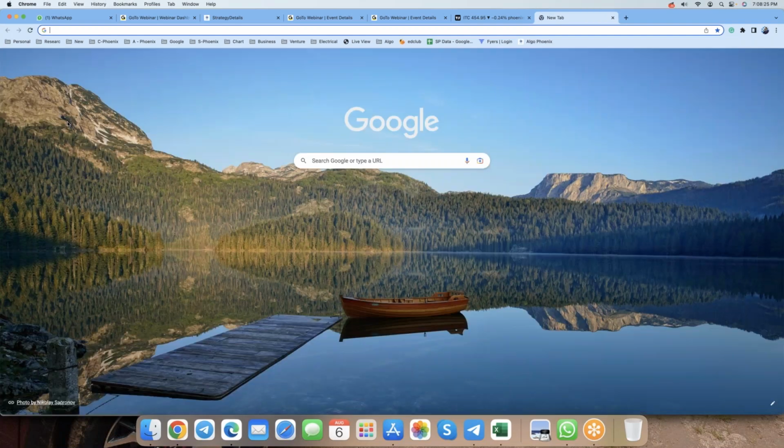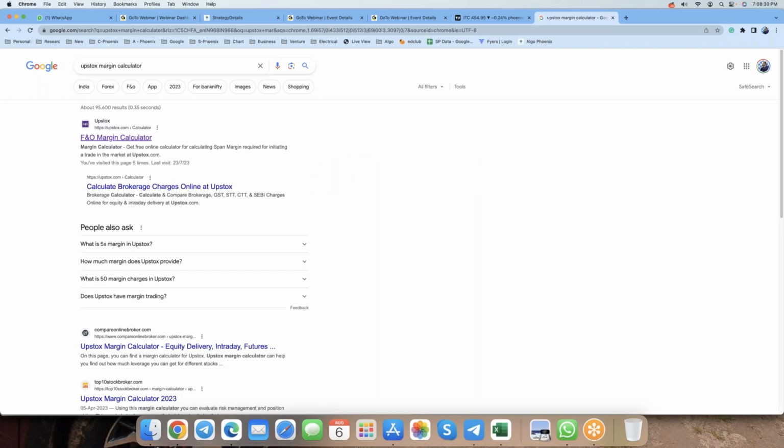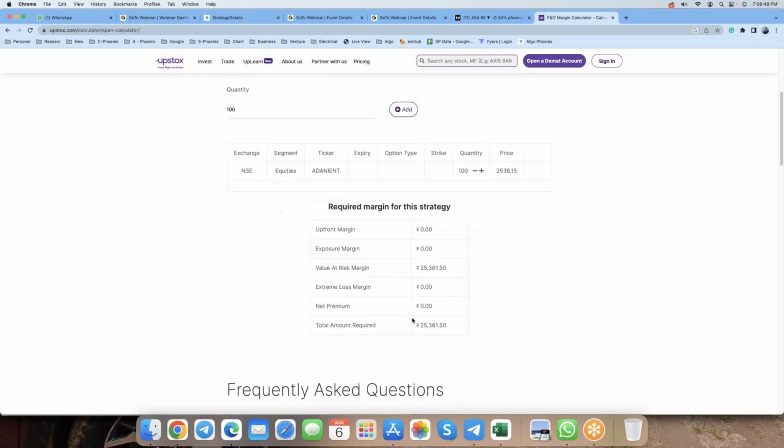If you look at the margin of the stock, I'll go to the margin calculator. If I'm trying to buy on equities, Adani Enterprises, I'm trying to buy 100 stocks. What is the margin required for me? The margin required for me is 25,000 rupees.